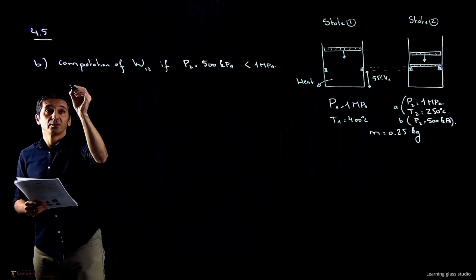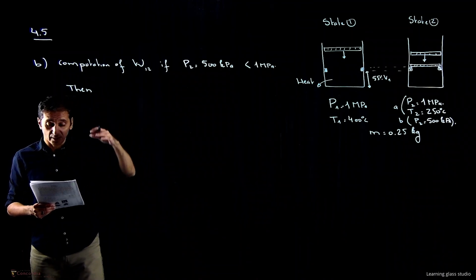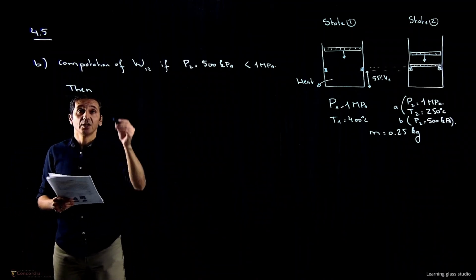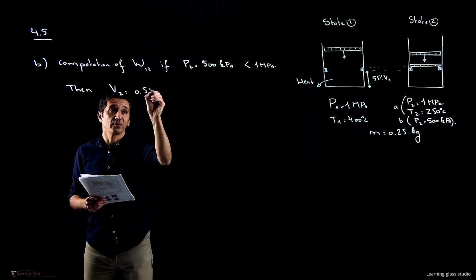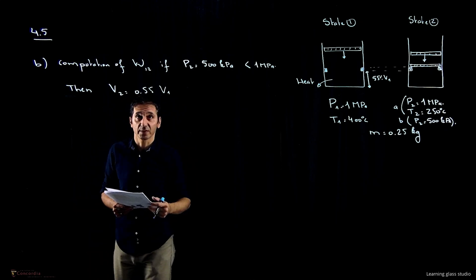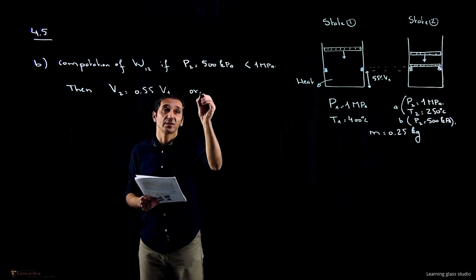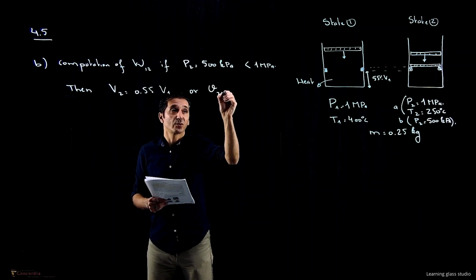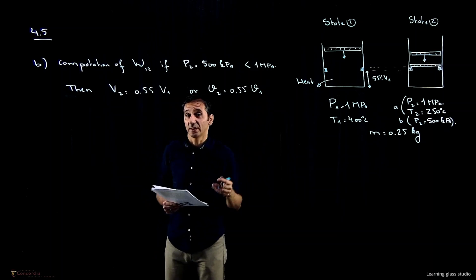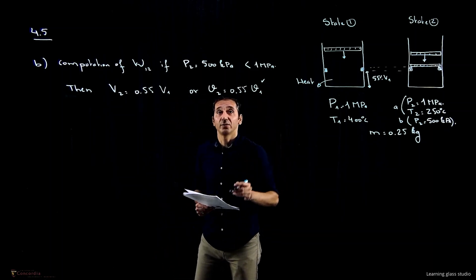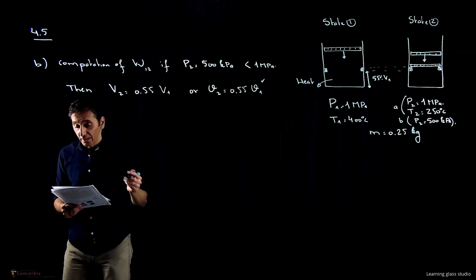So then, because we know that the piston is sitting now on the stops, we know that V2 is equal to 0.55 V1, this is our 55%. We don't like volumes, so we'll write this in specific volumes. So V2 is equal to 0.55 V1. Interestingly enough, we just got the value of V1. So therefore, we can get V2 directly.